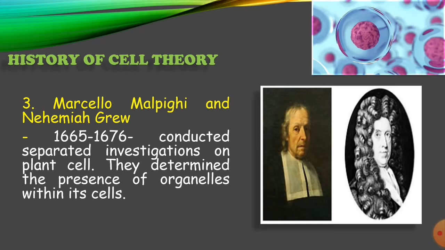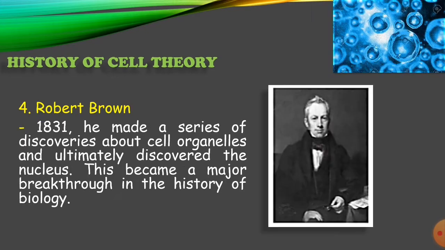3. Marcello Malpighi and Nehemiah Grew. They conducted separate investigations on plant cells. They determined the presence of organelles within its cells. Stimulated by Hooke's research, Marcello Malpighi and Nehemiah Grew laid a substantial foundation for plant anatomy. 4. Robert Brown. He was known for discovering the cell nucleus and gave one of the earliest detailed descriptions of the cell nucleus, thus becoming a major breakthrough in the history of biology.